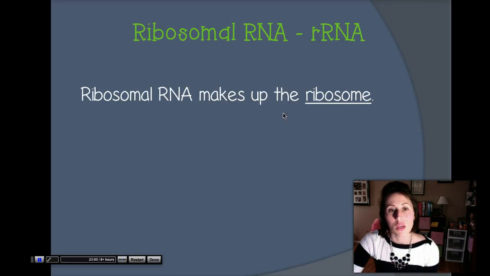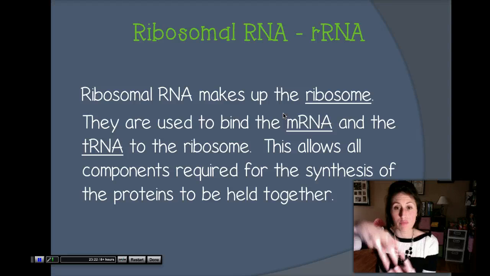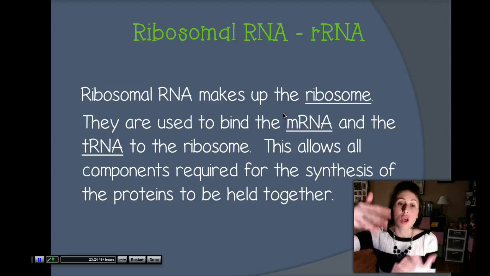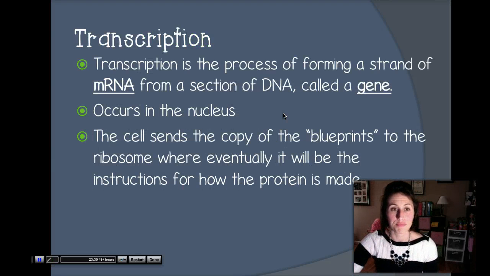Okay. The last cast of characters is called the ribosomal RNA, or rRNA. And all that does is it makes up the structure of the ribosome. Okay, so the rRNA is part of the ribosome structure. It's used to bind the mRNA and the tRNA to the ribosome very temporarily, which allows all the components required to be held together long enough for that amino acid to be passed off into the chain.